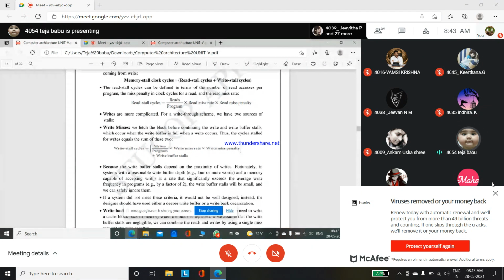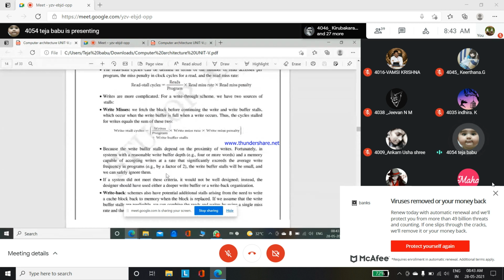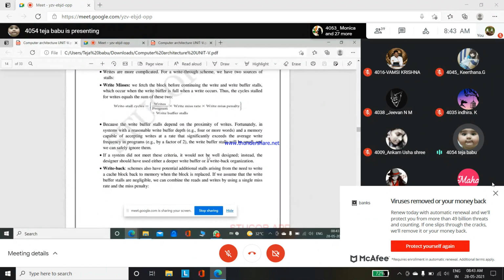when the depth is 4 or more words, the percentage of time the buffer is full is small, as the store frequency exceeds the average write rate only by a factor of 2. So the write buffer stall is very small. We can safely ignore that. But we have to add in the write stall cycles for providing more accuracy. If a system did not meet these criteria, with writes and reads not meeting them, it would not be well designed.